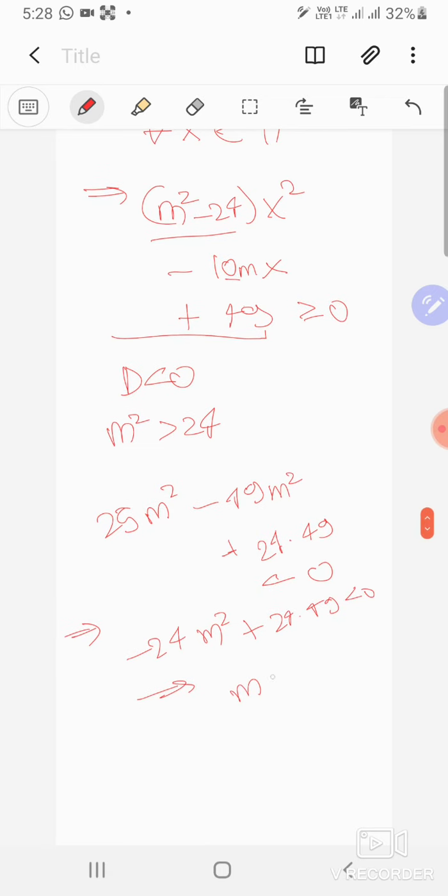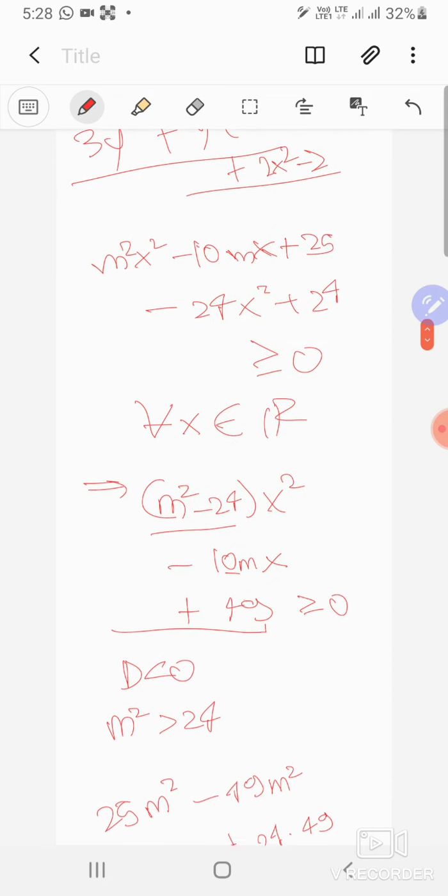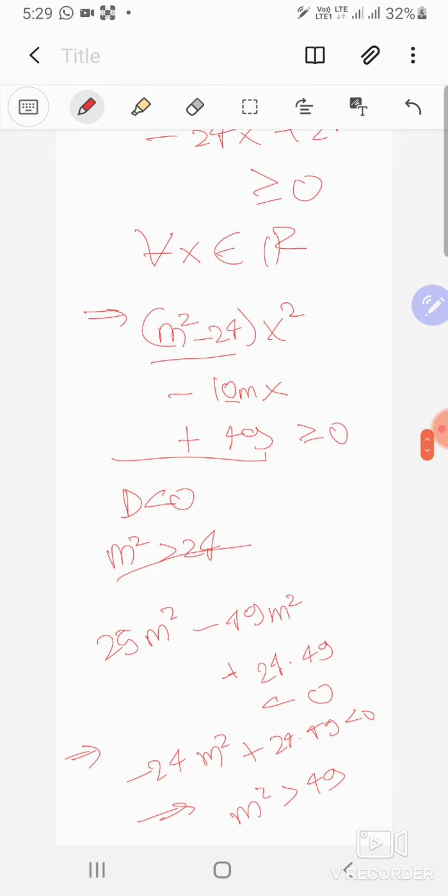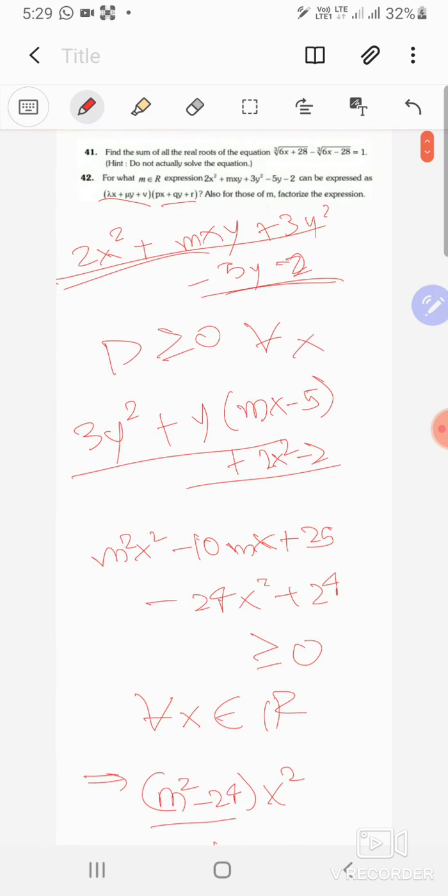So you will have m squared is greater than 49. That's nice. And similarly, we also had m squared is greater than 24. Fine. So this is the better solution. m squared has to be greater than 49. Okay, what else?